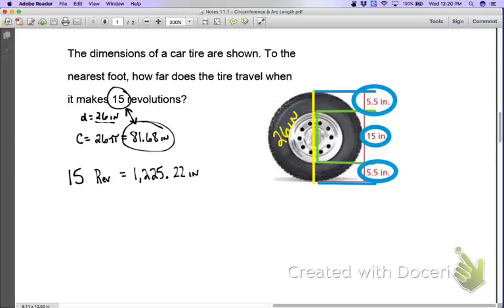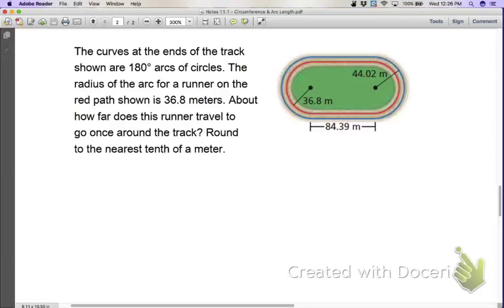Now we want to know to the nearest foot. So what do I need to do now with this number that I just got? Divide by 12. Why 12? Because there are 12 inches in a foot. So divide by 12, and I get 102.10176. So about 102 feet.